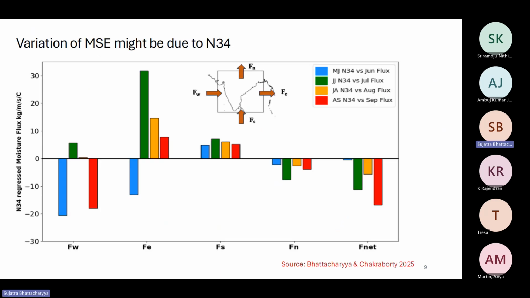So the September variation, we have seen in our work that September variations are mostly related to the Niño 3.4, the ENSO variation. And if you look at the moisture flux convergence over the Indian domain, you will find that the Niño 3.4 regressed, or ENSO regressed, moisture flux variability, the FNet, is strongest during September as compared to any other month. Maybe those variabilities are because of the ENSO related variations.